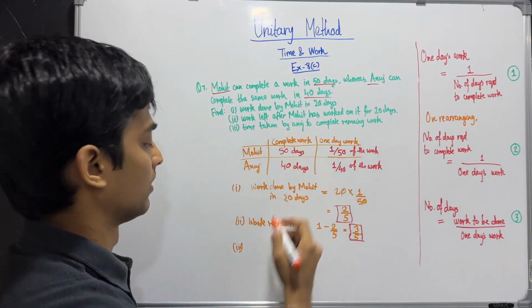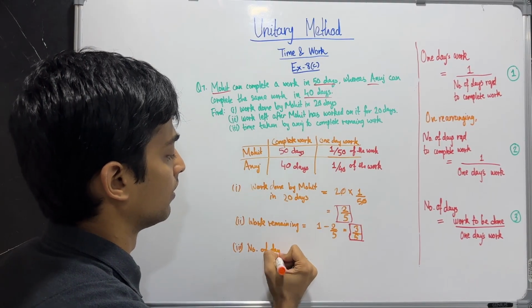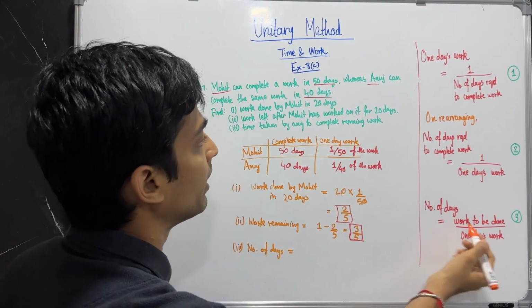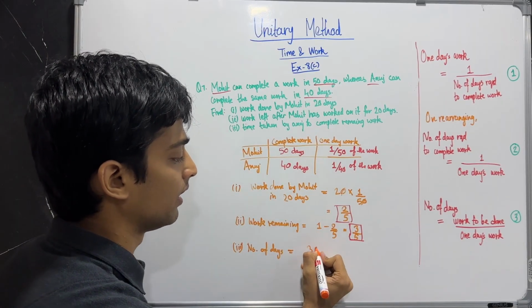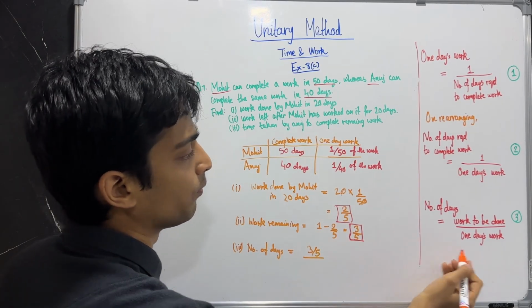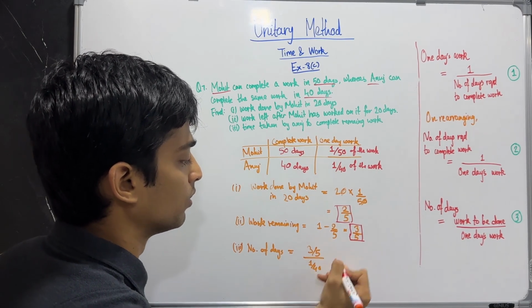So we can write number of days will be, work to be done is 3 upon 5 is the remaining. So work to be done is 3 upon 5, upon 1 day's work. 1 day's work is 1 upon 40. So we just calculate this.